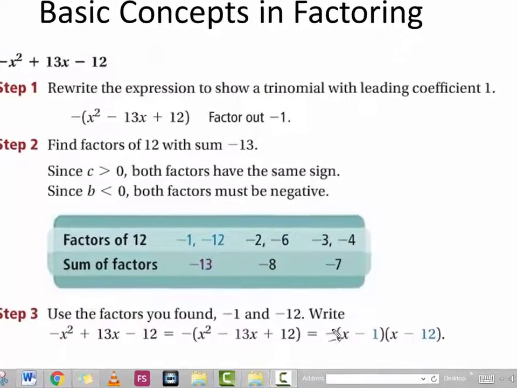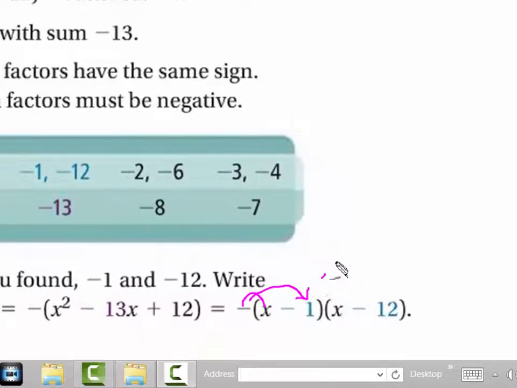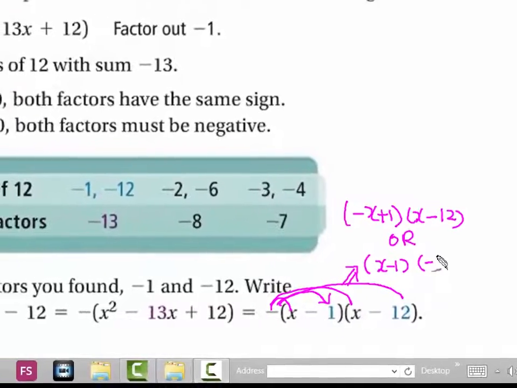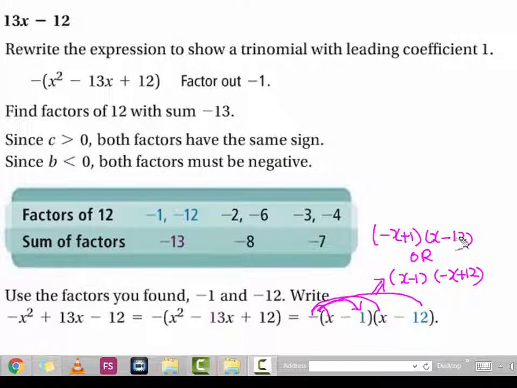Or if you want, you can distribute the negative sign to the binomial by doing this. So you end up getting -x plus 1 times x minus 12. Or you can distribute to the second binomial by doing this again. So you have x minus 1 times -x plus 12. And by multiplying each other, you end up getting the same result of -x squared plus 13x minus 12 by either one of these two factor forms.